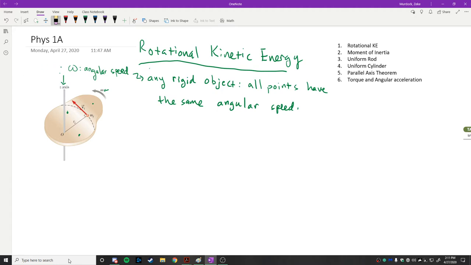Do I need to just say the same word? Does it say Z or X? That says Z. That's the Z-axis right there. Yeah. Whole objects, all points have the exact same angular speed.